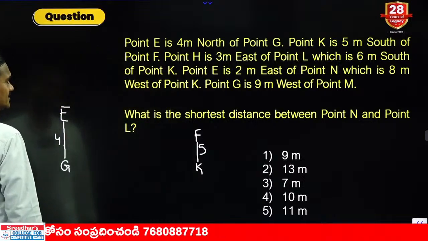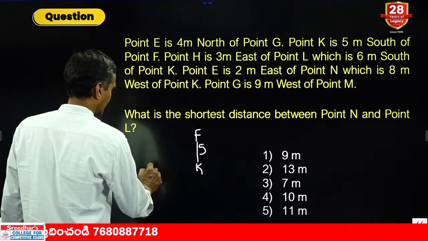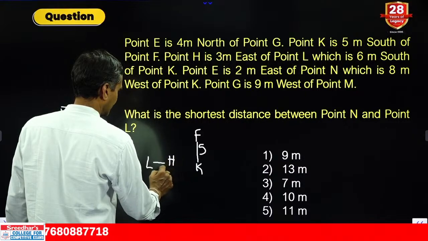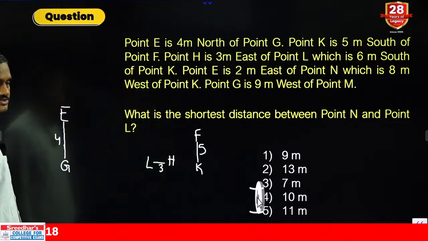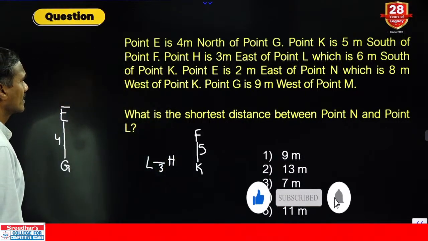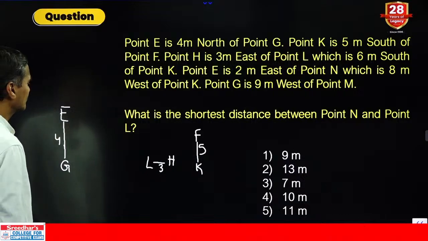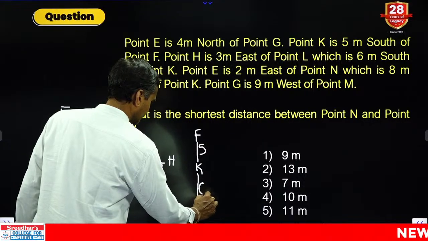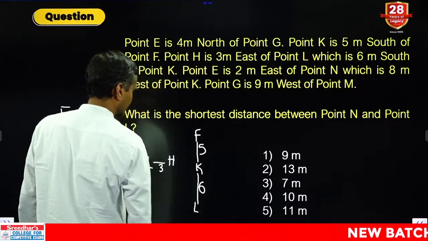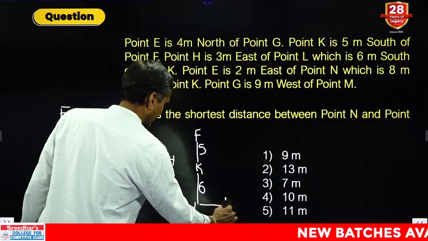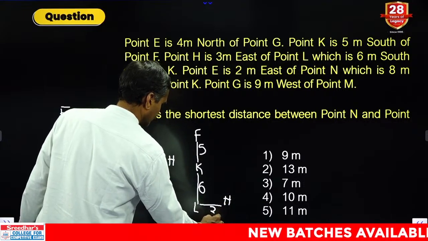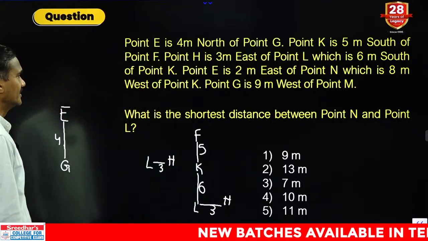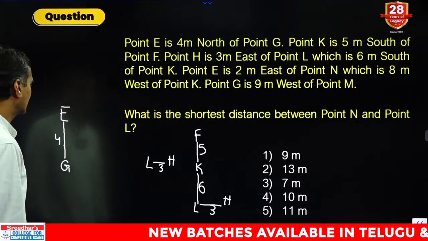And H is 3 meters to the east of L, and the distance between L and H is 3 meters. L is 6 meters to the south of K. From L, H is here, the distance is only 3 meters. Then E is 2 meters to the east of N.